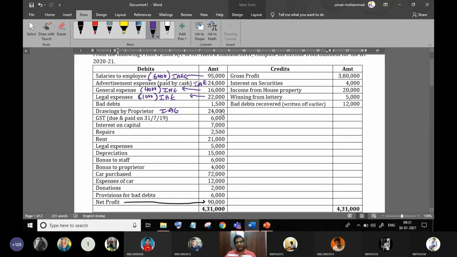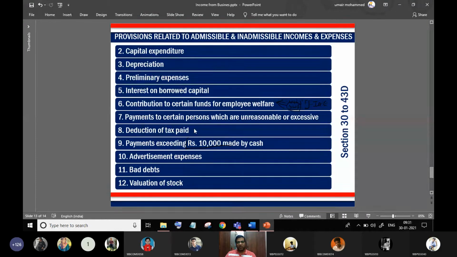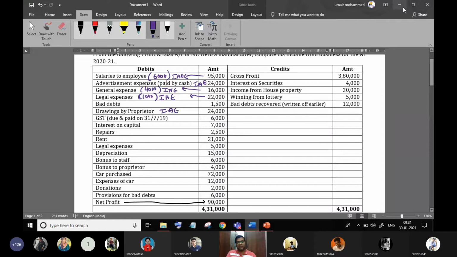Next, you have GST. Now, what are the rules pertaining to taxes? I explained to you on the other day that all direct taxes are inadmissible and all indirect taxes are allowed. So indirect taxes are allowed, but there's a condition that it has to be paid on or before due date. So what is GST? GST is an indirect tax. Is it being paid on or before the due date? The answer is it was due on 31st July 2019 and it was paid also on the due date. So in simple words, it is paid on the due date. So I need not do anything.